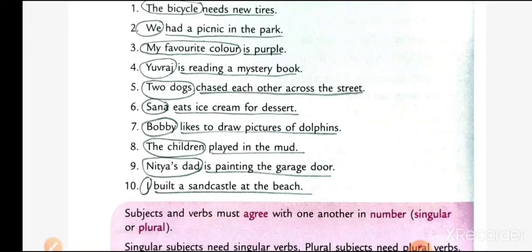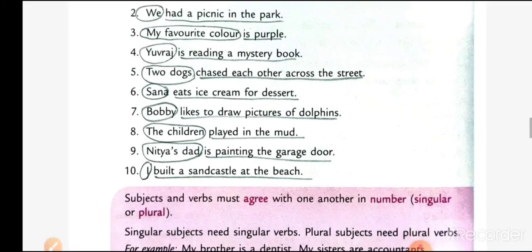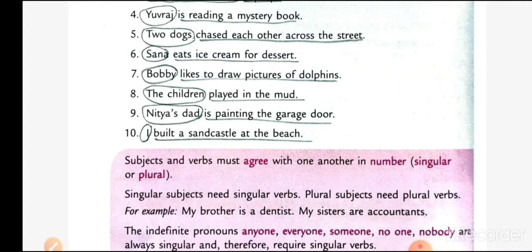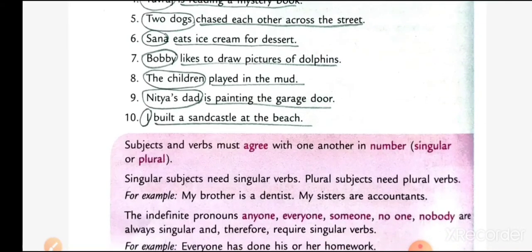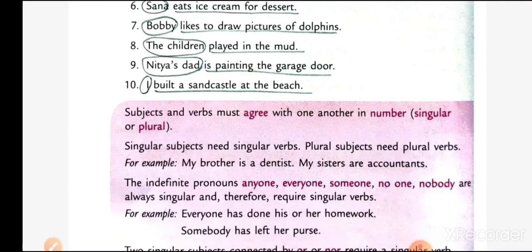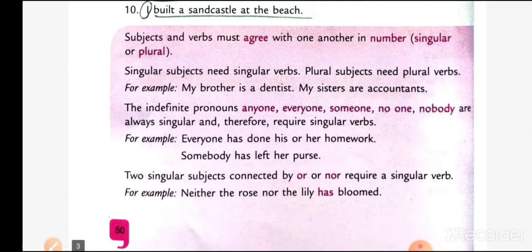Yuvraj is reading a mystery book. Two dogs chase each other across the street. Sana eats ice cream for dessert. Bobby likes to draw pictures of dolphins. The children played in the mud. Nitya's dad is painting the garage door. I built a sand castle at the beach.